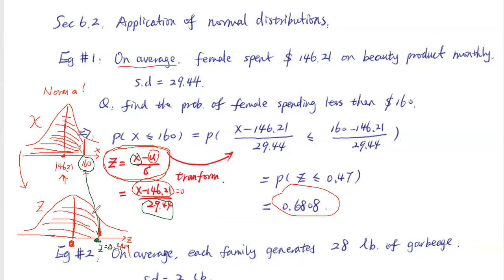Okay, so that's the area here. To the left is 68.08%. That also means when we go backward to the original normal distribution, the highlighted area, the probability we are looking for is also 68.08%. So we can understand this as: when we do the transformation, it has to preserve the probability. Whenever we do the transformation, the probability should always be the same.